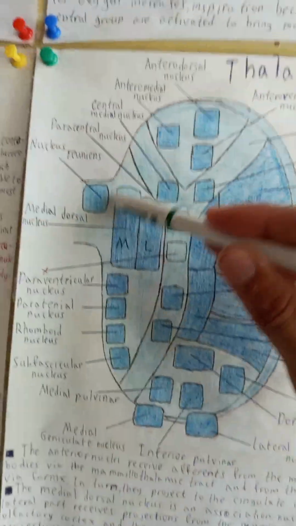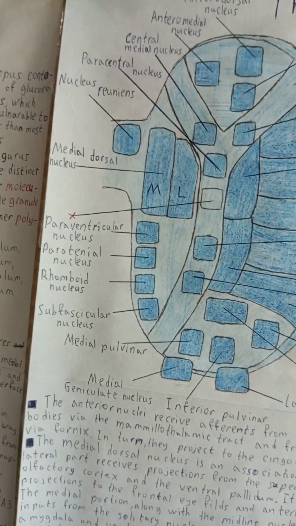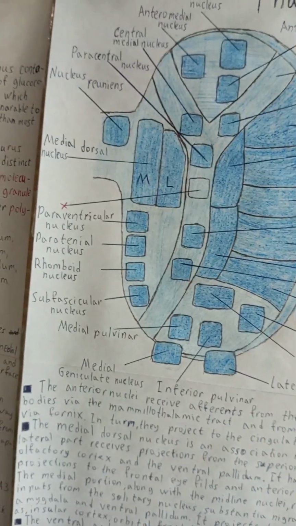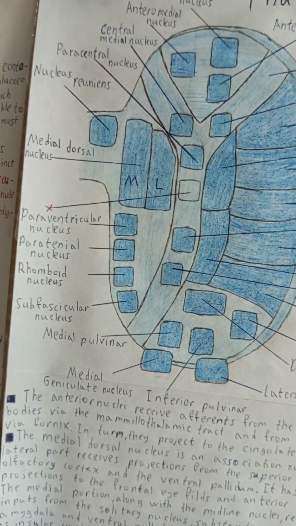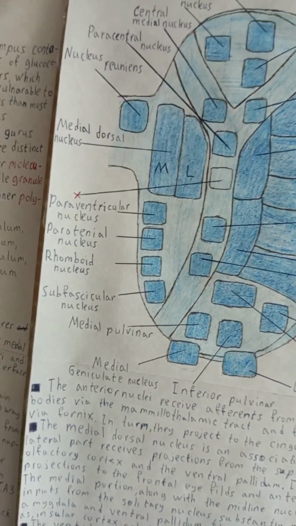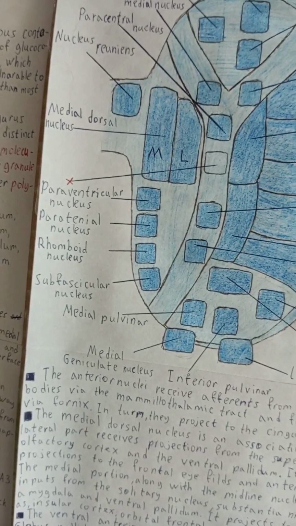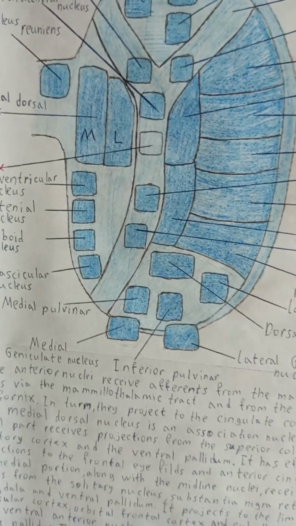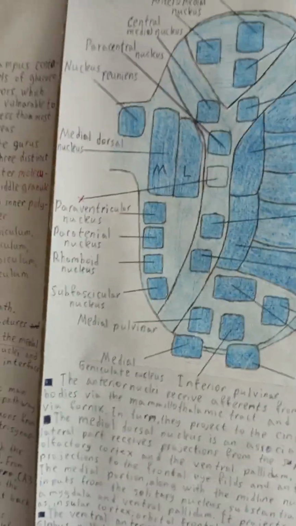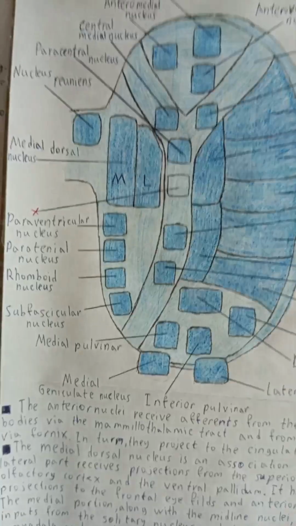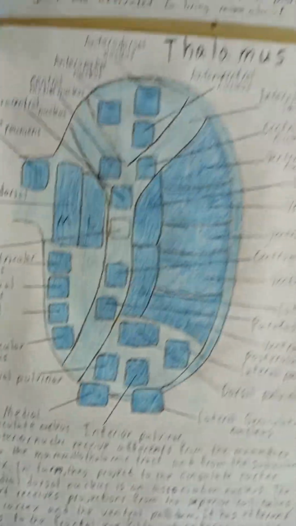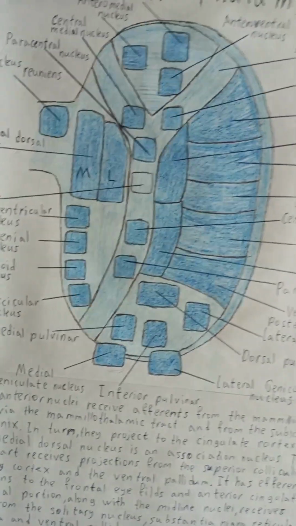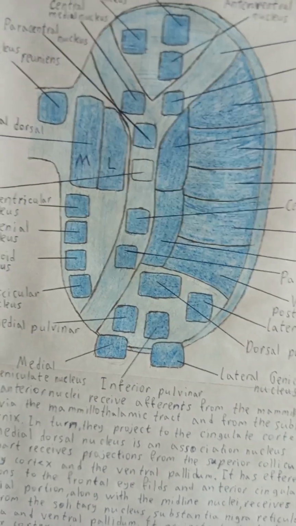The medial portion, which is here, along with the midline nuclei, which is here, receives input from the solitary nucleus, substantia nigra pars reticulata, amygdala, and ventral pallidum. It projects to the limbic areas, insular cortex, orbital frontal cortex, and subcallosal region. The ventral anterior nucleus, which is here, is a motor nucleus. It receives main input from the globus pallidus, with efferent output to the premotor cortex, right?